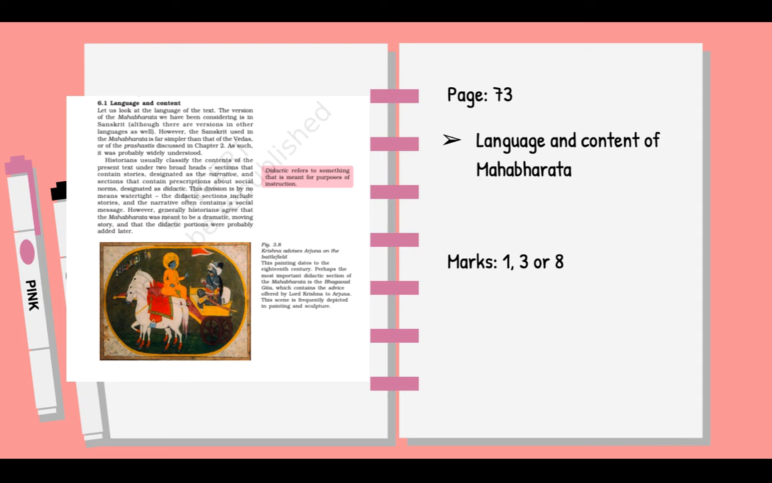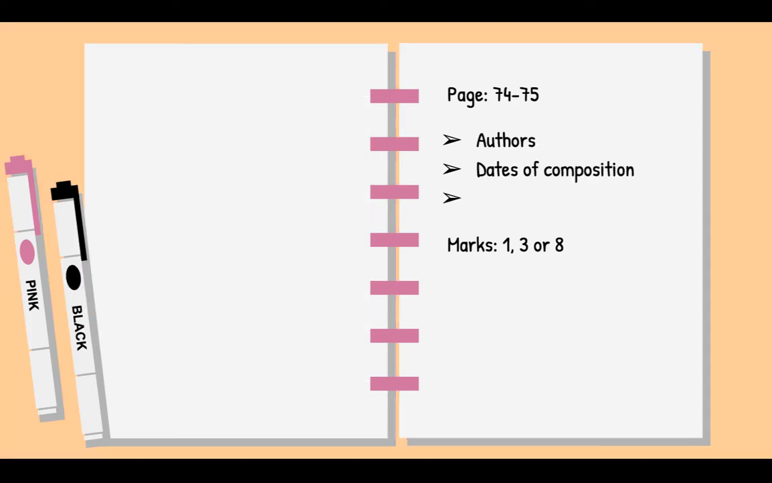Okay, so most likely the Mahabharata was therefore composed for the women and the Shudras, often to be read out by the temple pandit in the courtyard of the temple. These concepts could also be asked as 1, 3 or 8 markers.